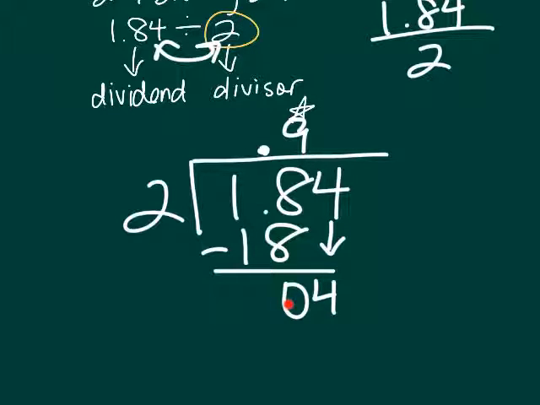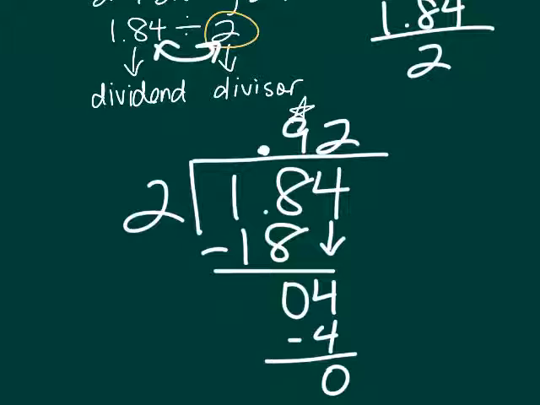2 can go into 4 twice. 2 times 2 is 4. Subtract that, and I have a remainder of 0. When you're dealing with decimals, you're not going to ever see a remainder up here. You're not going to see that because you're going to keep going until you either round off that decimal, or if it's a terminating decimal, you won't have to do that.